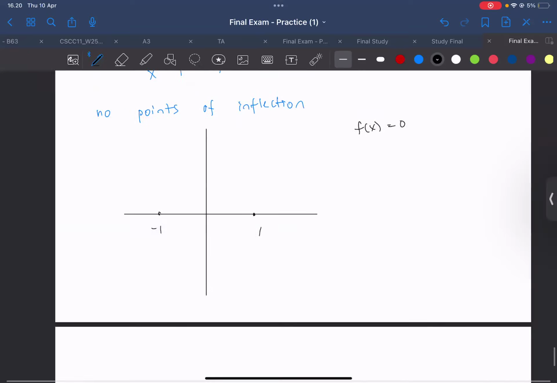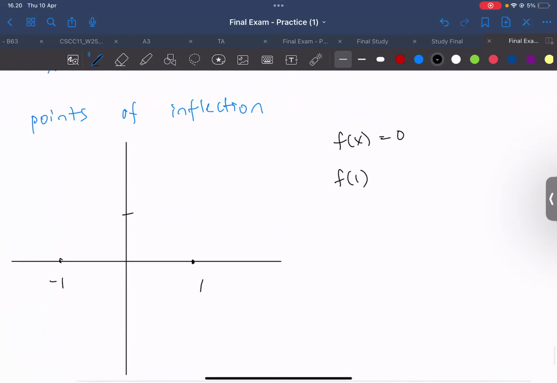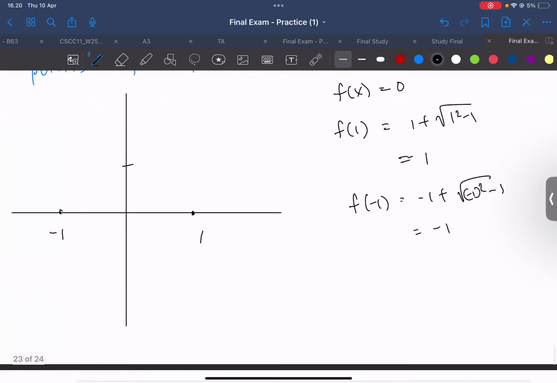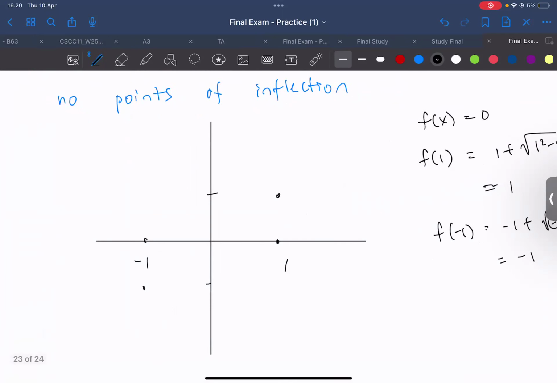So then you just need some starting points. What I need as a starting point is f of 1, to know where to draw it. f of 1 will be 1 plus the square root of 1 squared minus 1, so it'll be 1. And f of minus 1 will be minus 1 plus the square root of minus 1 squared minus 1, so that equals minus 1. So at f of 1 we get 1, and at f of minus 1 we get minus 1. And now what you draw is just the asymptotes. At y equals 0 we have a horizontal asymptote, and we also have y equals 2x, something like this. I should probably do dashed lines.